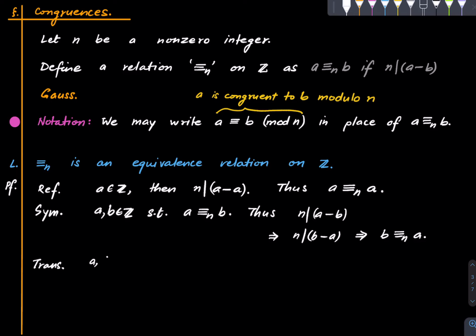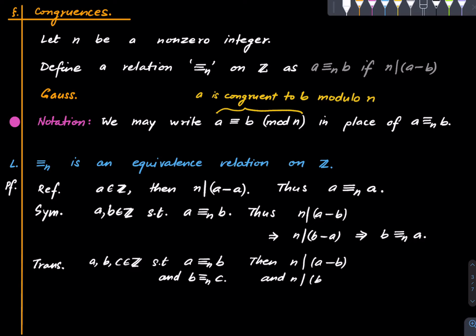And transitive, also very simple. Fix a, b, c in Z such that a is related to b and b is related to c. Then n divides a minus b and n divides b minus c. Since n divides these two things, it also divides the sum of these two things. So n divides a minus b plus b minus c, which implies n divides a minus c, which is nothing but a is related to c.